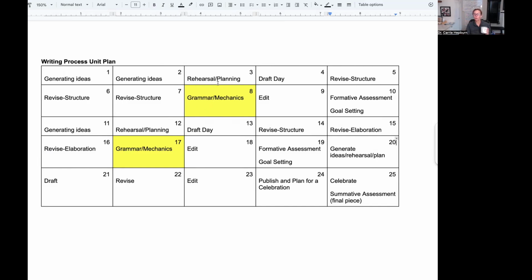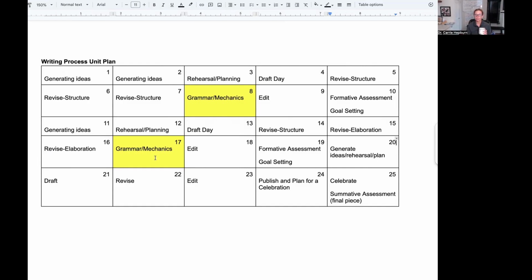Then we have in yellow explicit grammar mechanics lessons. Now, please don't send me an email because you need more grammar and mechanics lessons than two per month. Okay. You should be doing these kinds of lessons when you're talking about dictation, if you're doing interactive writing, as you're in your word study time, as you notice things in the books that you're reading, as you notice things in science and social studies.